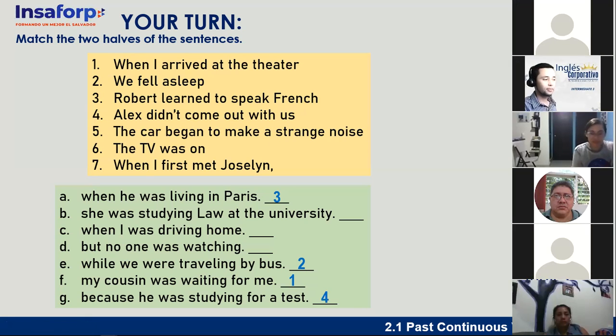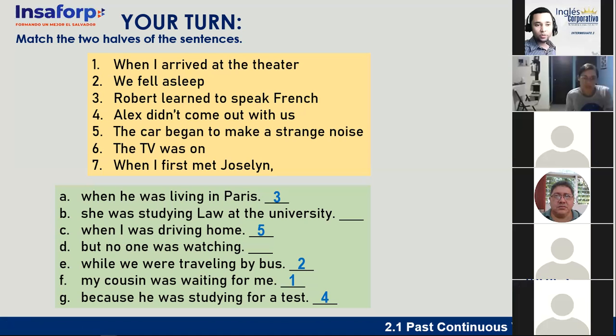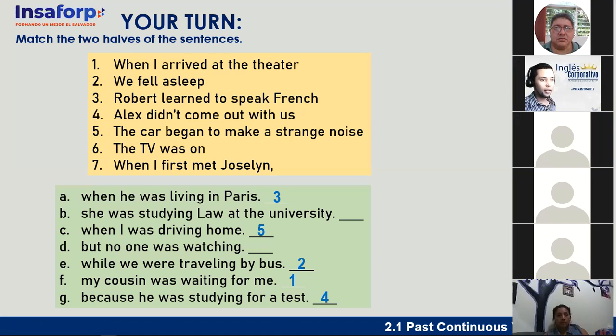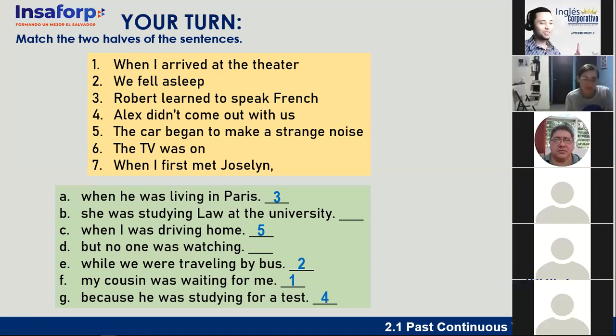The car began to make a strange noise when I was driving home. That is correct. Okay, the car began to make a strange noise when I was driving home. Very good. Okay, great. And number six, please, volunteer. Me, okay. Teacher. Who's me? Alba. Okay, Alba, we're going to give Alba a chance.